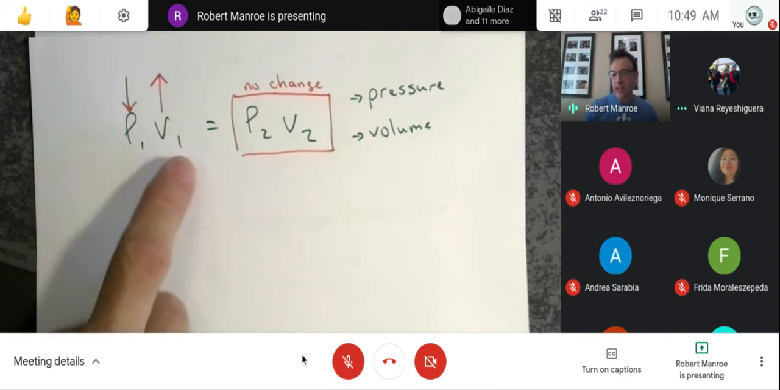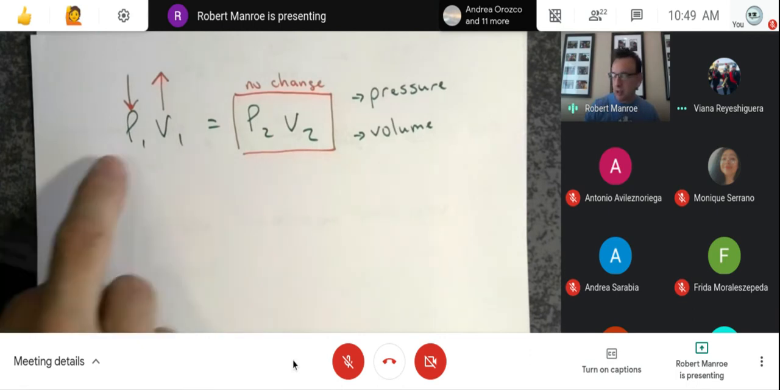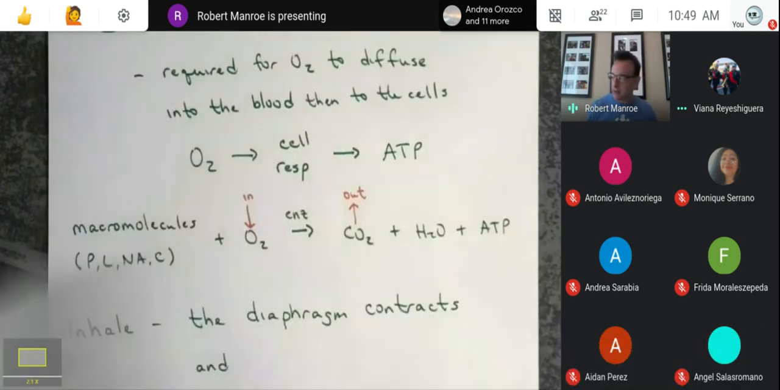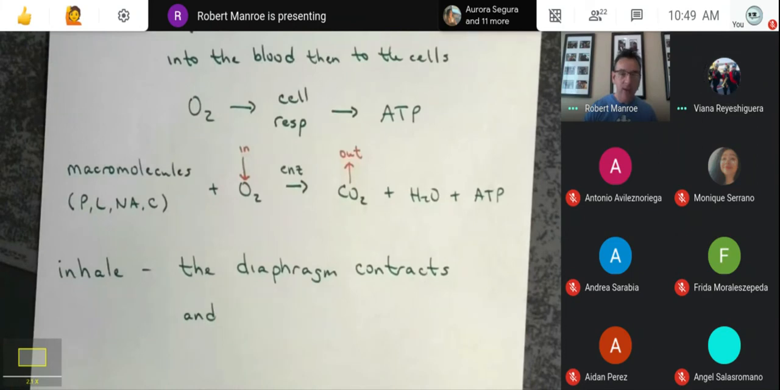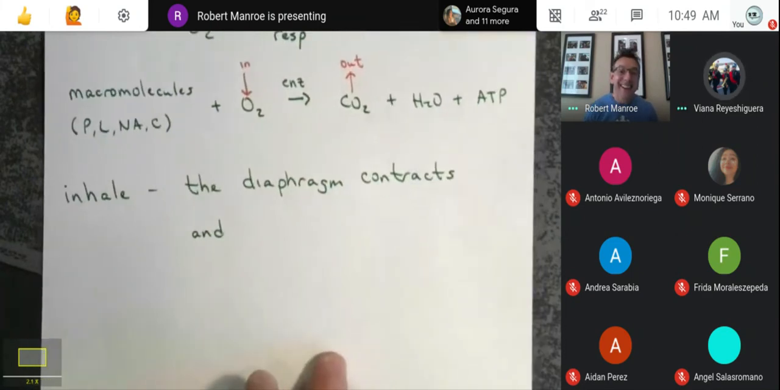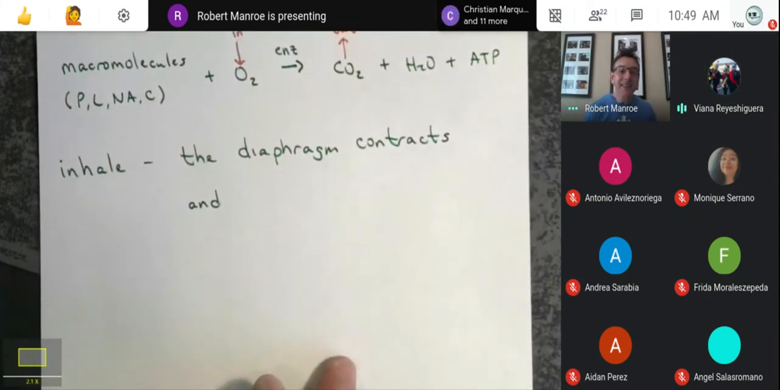It has everything to do with the inverse relationship between pressure and volume. So air is pushed in. Isn't that cool? Like, we don't do it, it's pushed in. Correct.